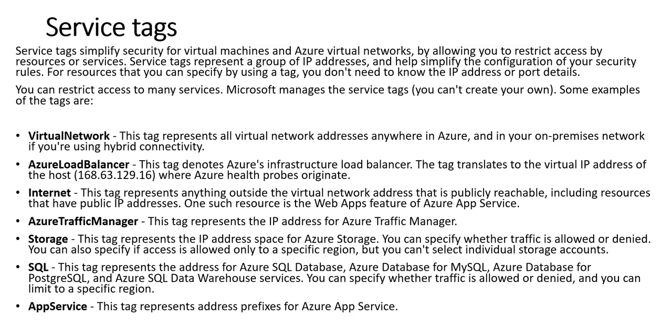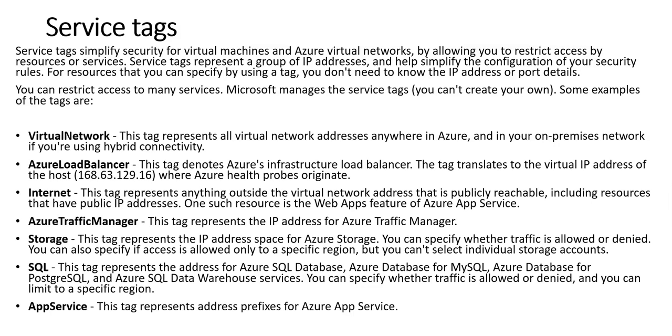VirtualNetwork. This tag represents all virtual network addresses anywhere in Azure and in your on-premises network if you're using hybrid connectivity. LoadBalancer. This tag denotes Azure's infrastructure load balancer. The tag translates to the virtual IP address of the host where Azure health probes originate. Internet. This tag represents anything outside the virtual network address that is publicly reachable, including resources that have public IP addresses. One such resource is the Web Apps feature of Azure App Service.